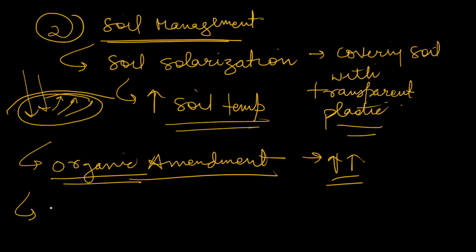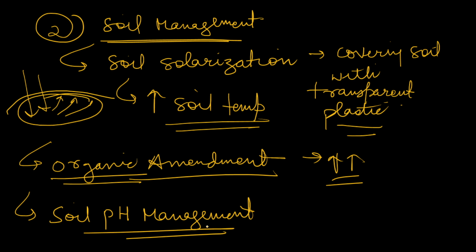We can also do soil pH management. So what happens, nematodes are also seen in a particular soil pH. Okay, different nematode has a different favorable pH, so altering those pH can make the soil less favorable for those nematodes. Suppose a nematode is more favorable for 4 to 5 pH, so we will just alter the pH, we will make it more neutral, we will make it to 6 to 7.